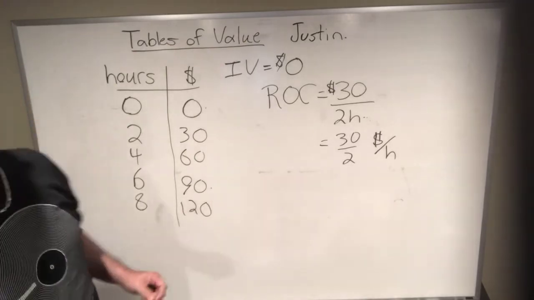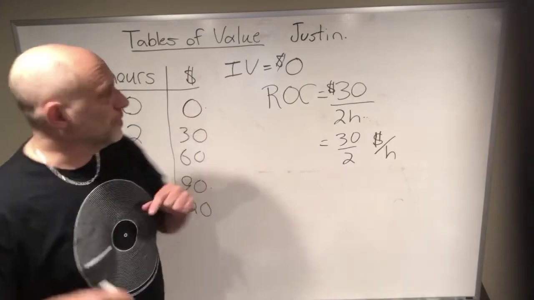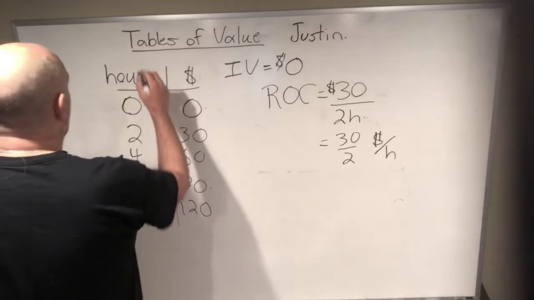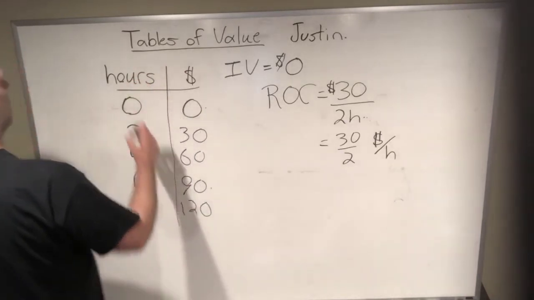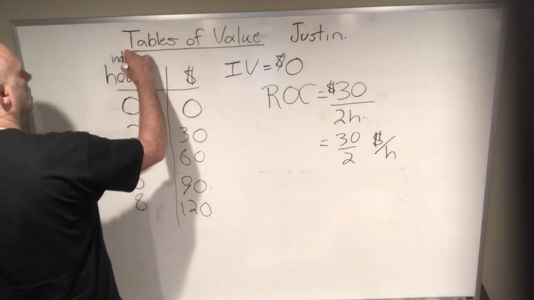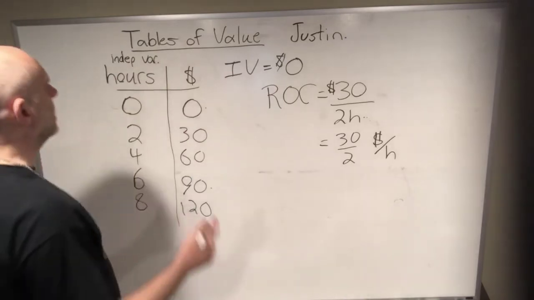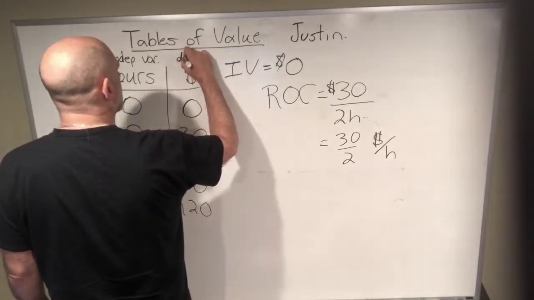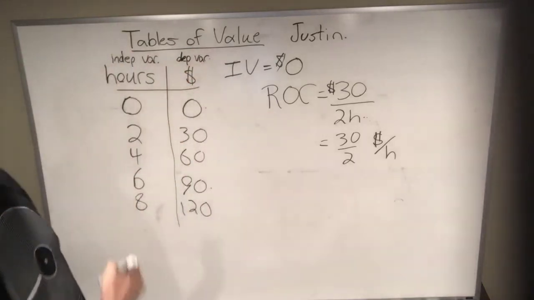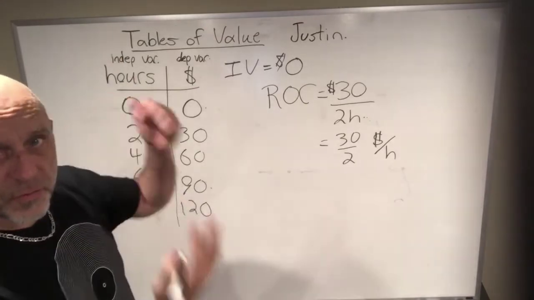Well, what we want to find is the IV, which is the initial value, and the rate of change. IV is what you start with. So out of the two things, what we always have on the left is the independent variable. What we have on the right is the dependent variable. So this one depends on that one. The amount of money you make depends on how much you work, not vice versa.